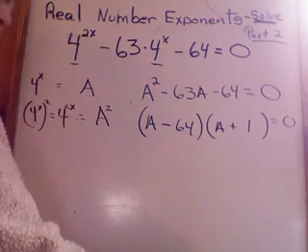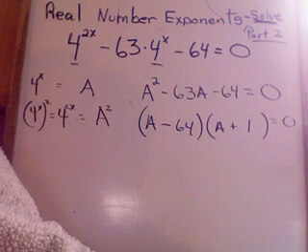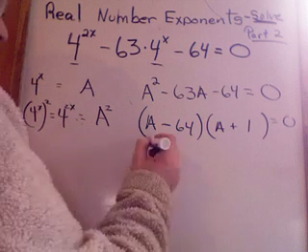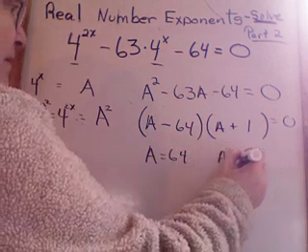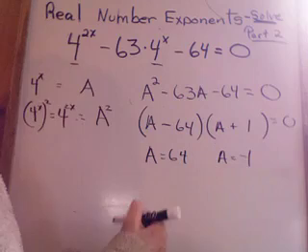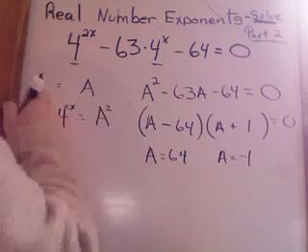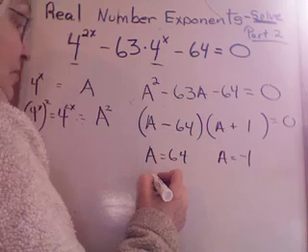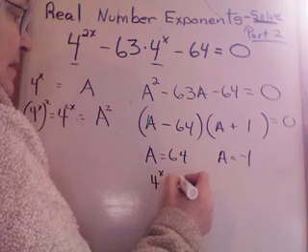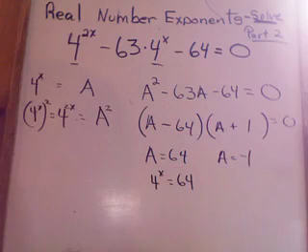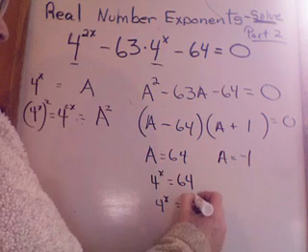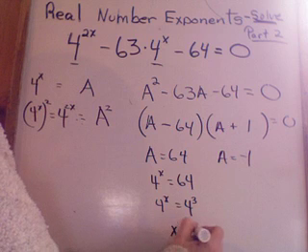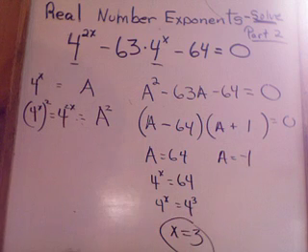Are you with me there? All right. Then what do you think you do? Well, a equals 64 and a equals negative 1. But a is not really a, is it? It's 4 to the x. So now I'm going to go 4 to the x equals 64. Could I rewrite 64 as 4 to some power? 4 to the x equals 4 to the third. x equals 3. Hey, that wasn't so bad.